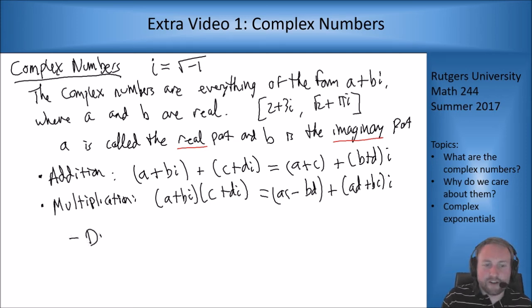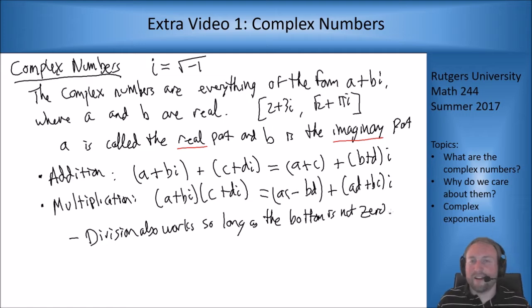I'll also note division also works, so long as the bottom is not 0. But it's a little more complicated to actually write out the formula, so I'm not going to do that. But just so you know, it does also work for division.